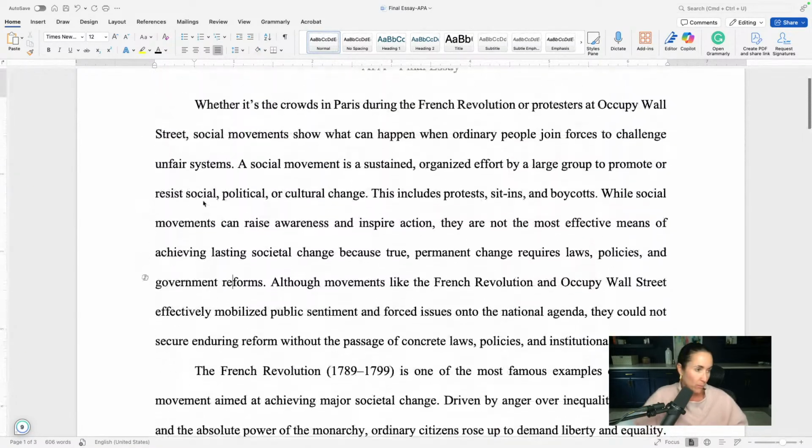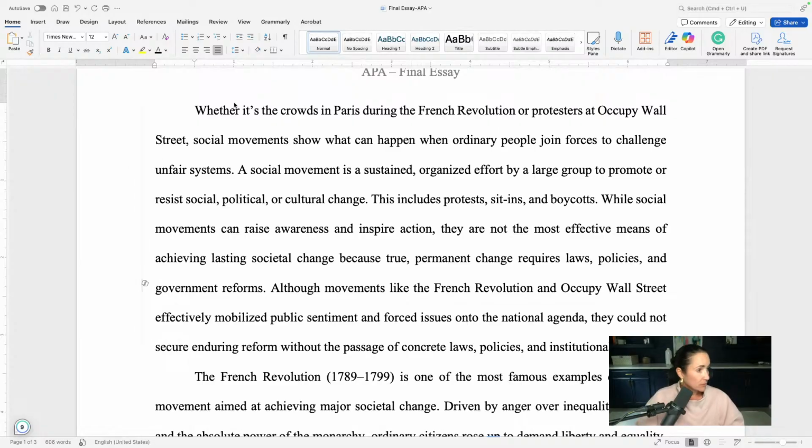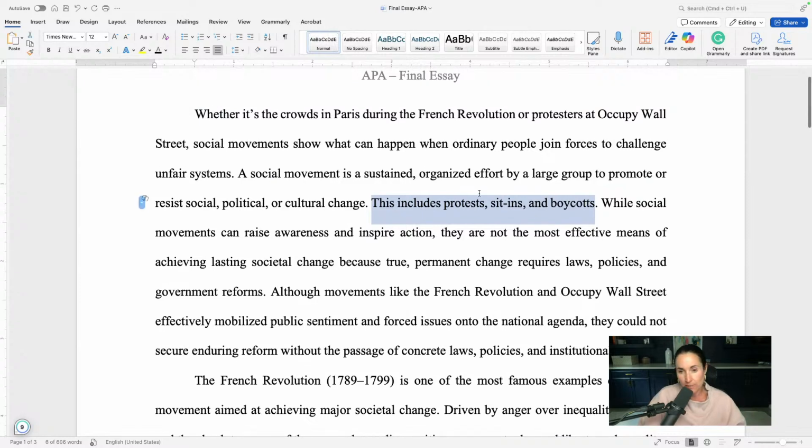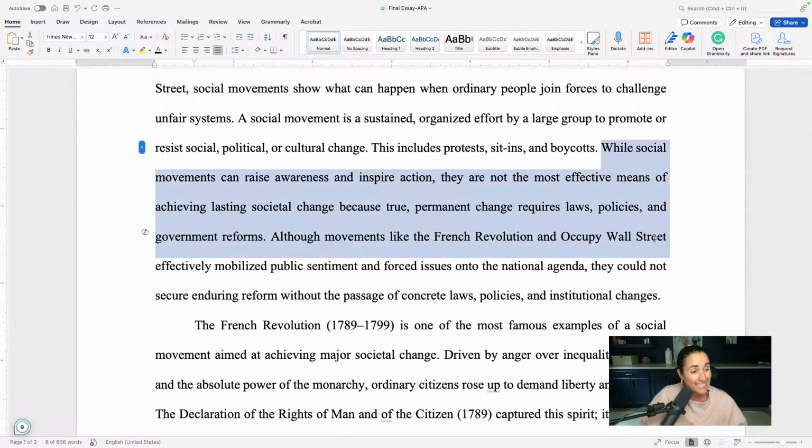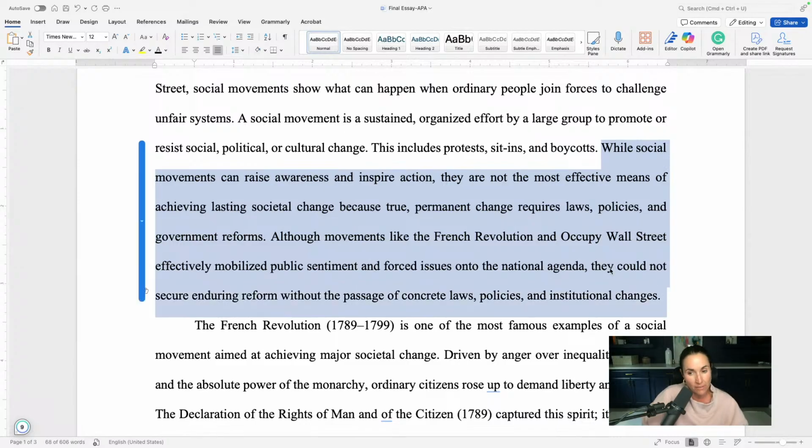All right, so let's evaluate this intro. First, I grabbed that hook that I really liked from AI. Then I gave the definition, which was part of the task that the teacher gave me in the very beginning. Then I added a little example. This includes sit-ins, protests, and so on. And then I go into my thesis, which in this case is the last two sentences of the first paragraph.